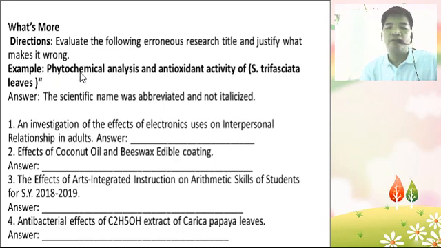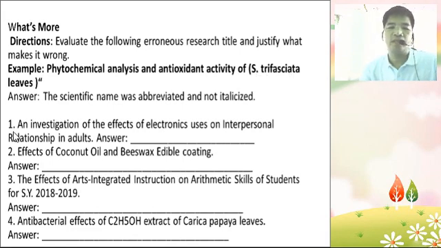Example: "Phytochemical analysis and antioxidant activity of S. trifasciata leaves." So, ito yung answer niya. As you can see in this example, the scientific name was abbreviated and not italicized. So, dapat yan naka-italicize. Makikita niyo yung italic sa taas ng inyong laptop or computer. Meron doon yung bold, italic, and underline. Kailangan naka-italicize ito, kumbaga para siyang naka-slanting ang dating niya.